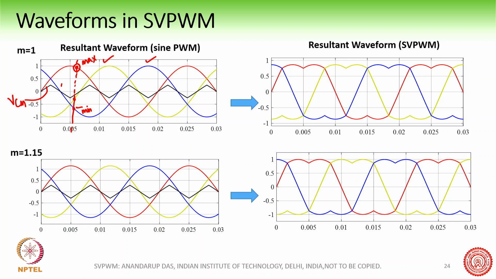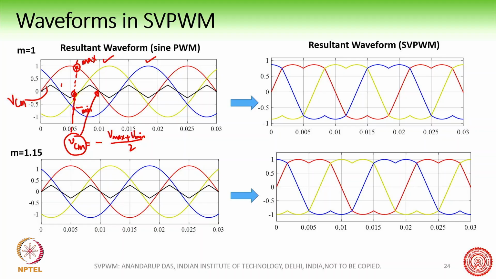How is the common mode generated? VCM, as I told you, is equal to minus of (Vmax plus Vmin) by 2. When you do this calculation, you get the common mode voltage value here. At each instant of time, you find out of the three phases which one is the maximum and which one is the minimum, add them together, divide by 2 and apply the minus sign, and that gives you the VCM, the common mode voltage. This common mode voltage is shown by this black waveform.